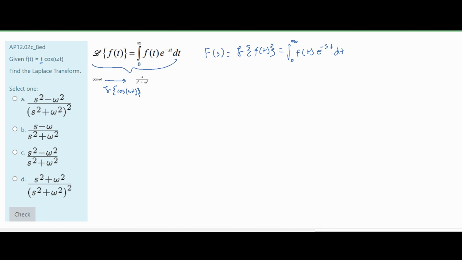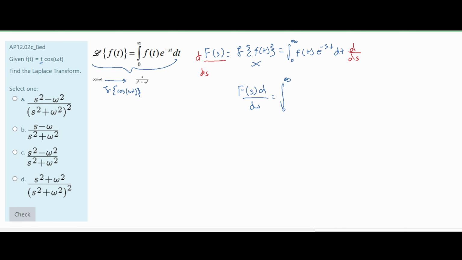Now, the way I'm going to manipulate this is I'm going to take the derivative with respect to s on both sides. So we're not going to focus so much on the part in the middle right here. We're only going to focus on the F of s and the very right side, the integral. So I'm going to multiply both sides by d over ds. So I'll make both sides d over ds. And then I'm going to rewrite this.